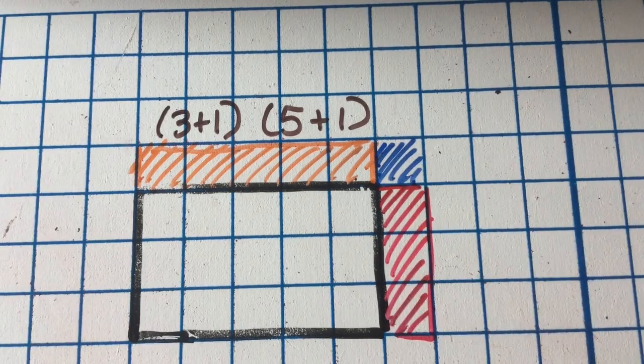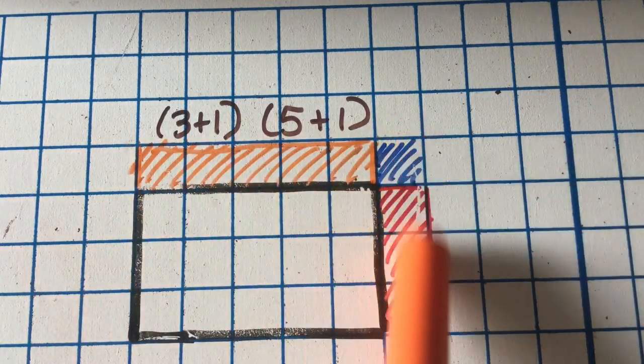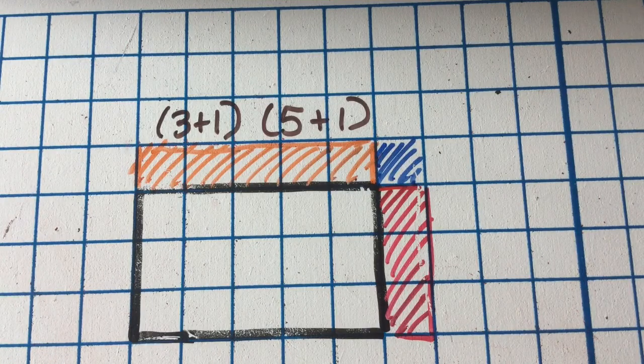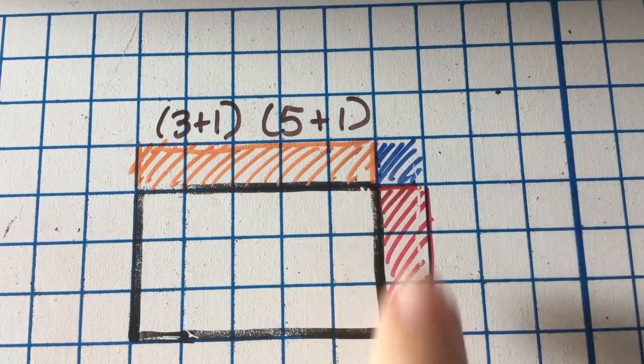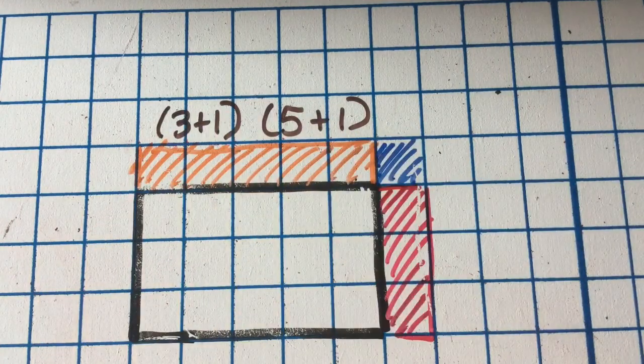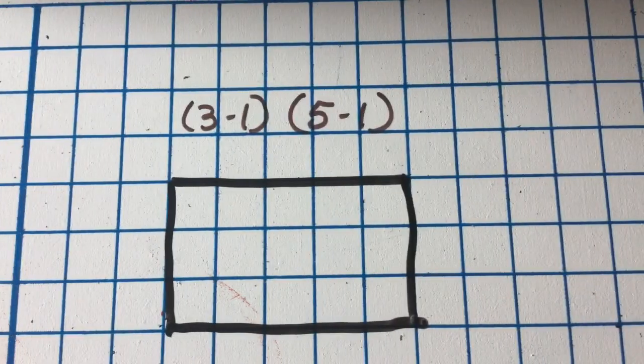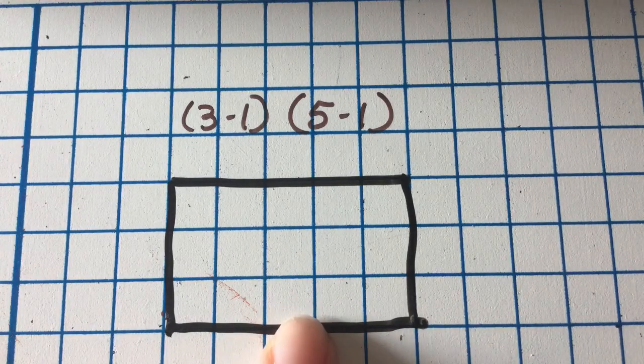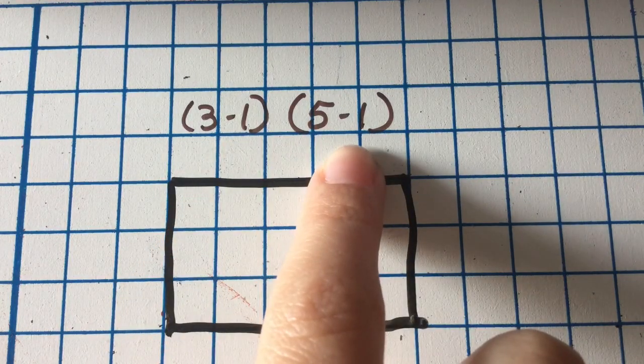Now let's look at how distributive property might work if I were subtracting. Previously, I found that when I was adding the terms in the parentheses, I would add on rectangles to the height and to the width. If I'm adding on to my area when I'm adding in the parentheses, I should consider taking away from the area if I'm subtracting in the parentheses.